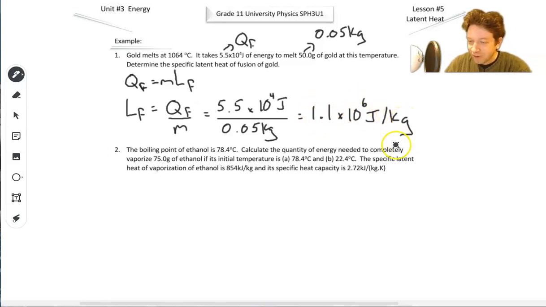Now, something to be aware of is in certain textbooks or certain charts, when you look up latent heat of fusion, instead of giving you joules per kilogram, they actually give you kilojoules per kilogram. And in this case, that would be 1.1 times 10 to the 3 kilojoules per kilogram. So be careful with your units.